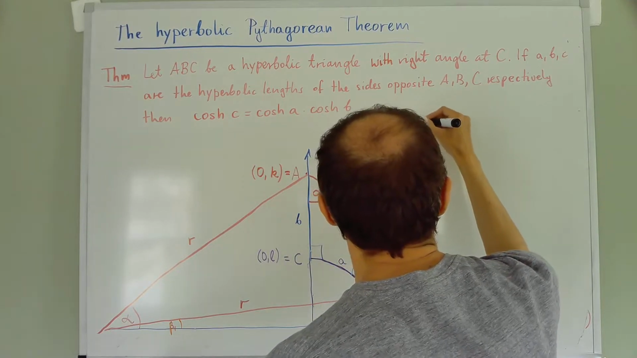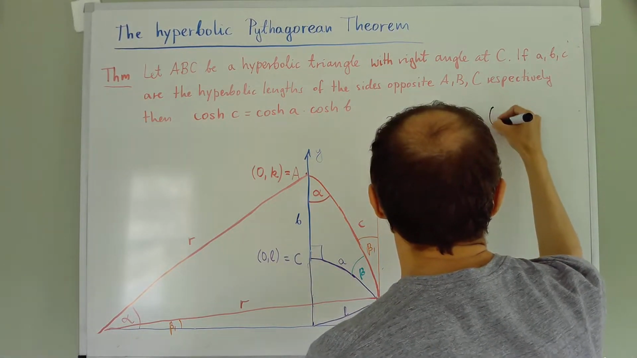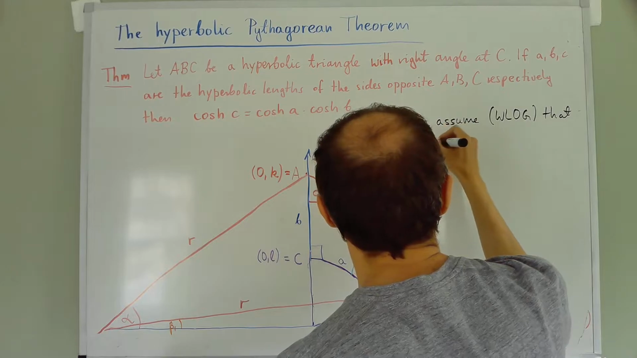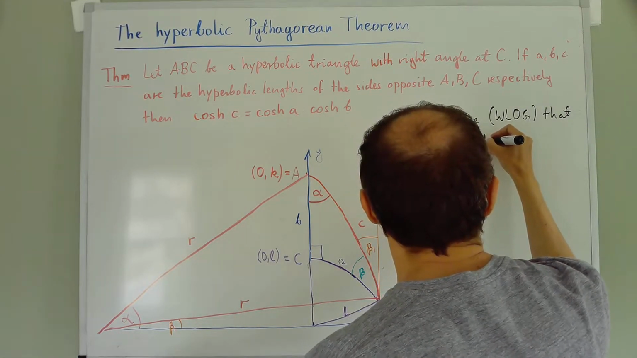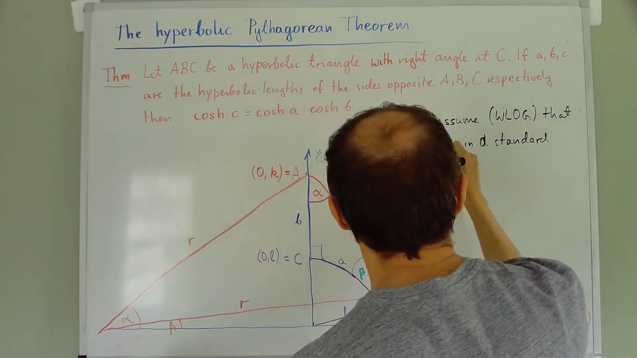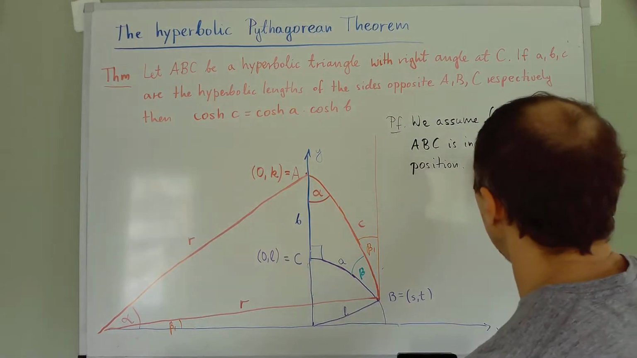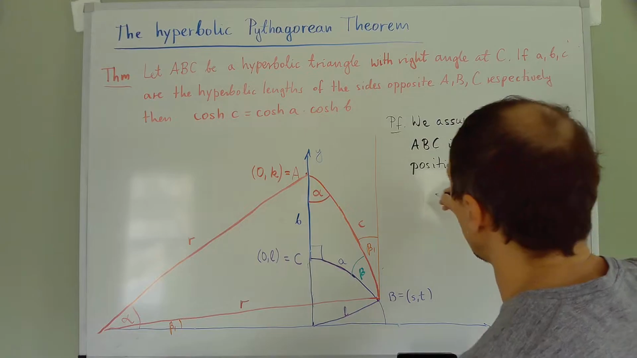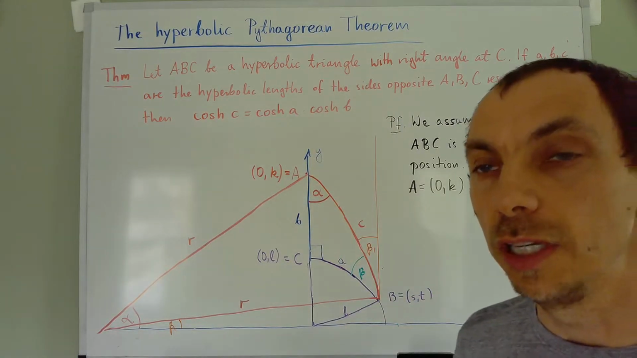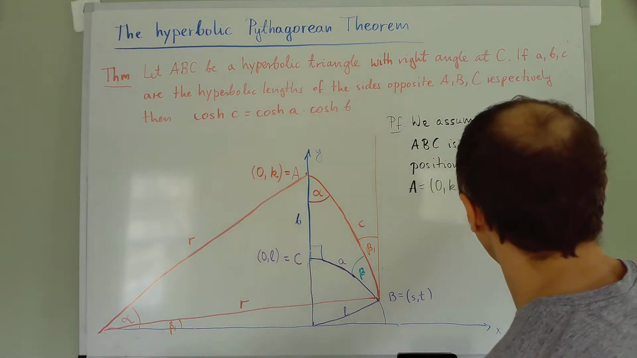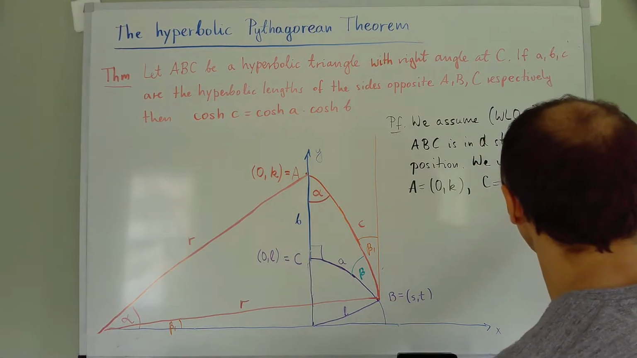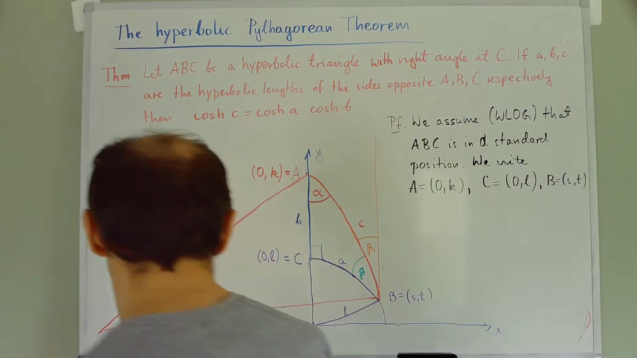So as I said, we assume, without loss of generality, that ABC is in standard position. So we write A as (0, k), so it lies on the y-axis, so the x-coordinate is 0. C as (0, L), that's where the right angle is, and B will be (s, t), some point here.